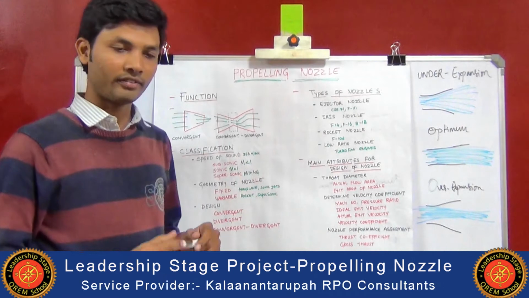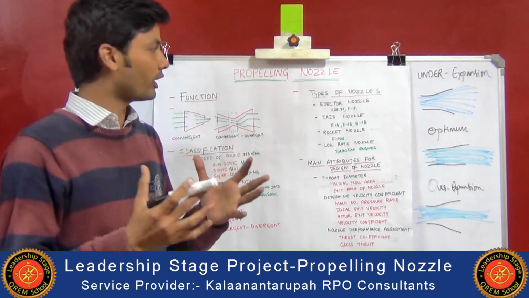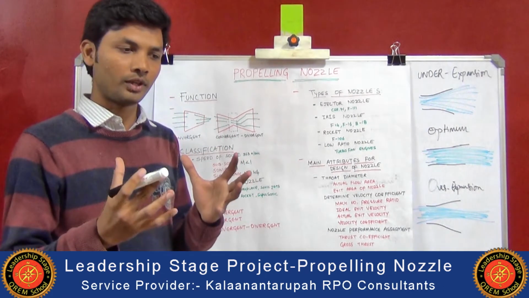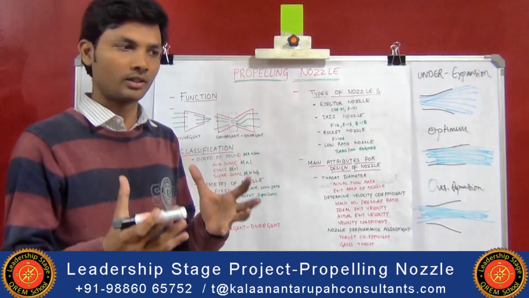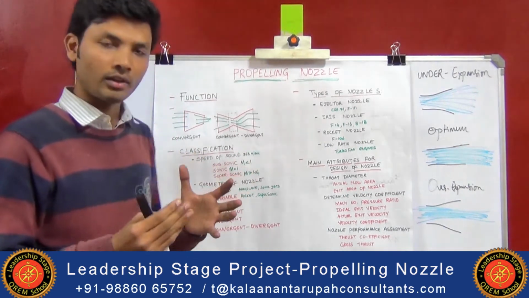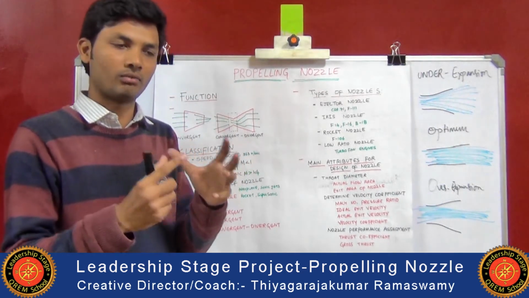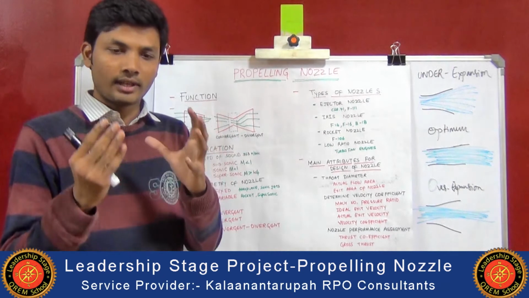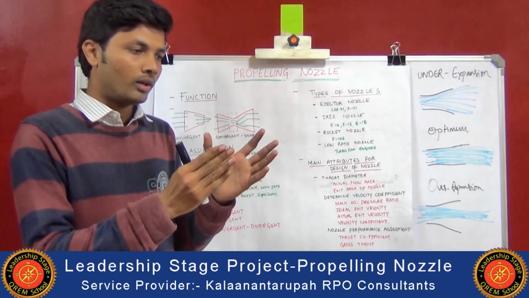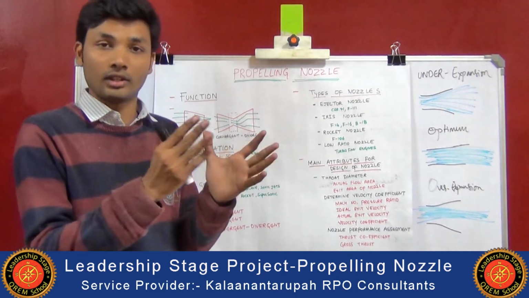Now I am going to give a brief description about the rocket propelling nozzle, the nozzle which we use in aeroplanes, jet engines and rockets. Before starting with it, we'll discuss what the function of the nozzle in an aeroplane jet is. The nozzle is used to get the thrust in the aeroplane.